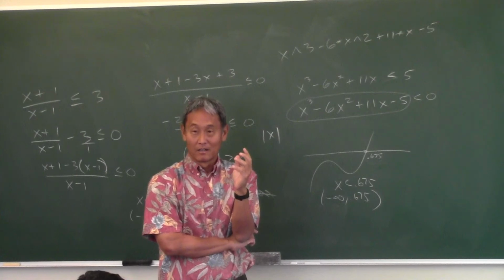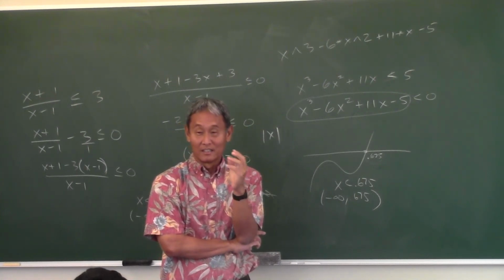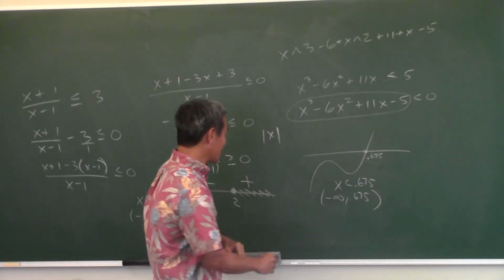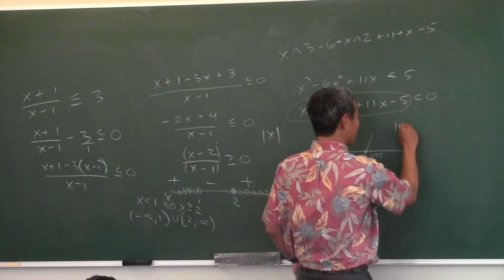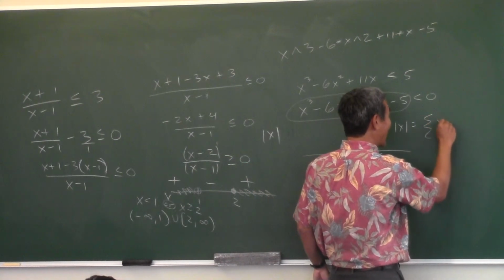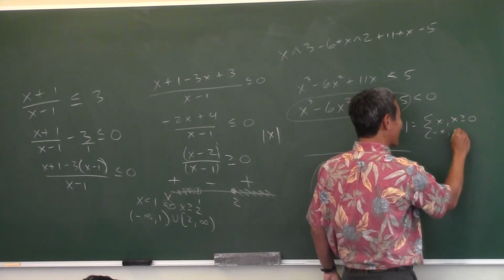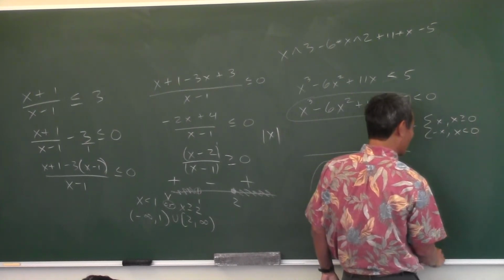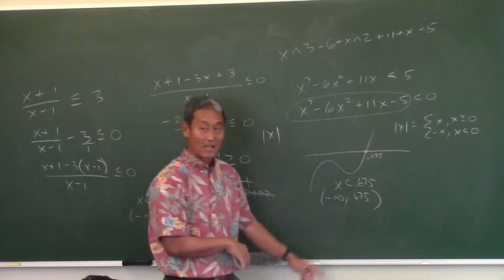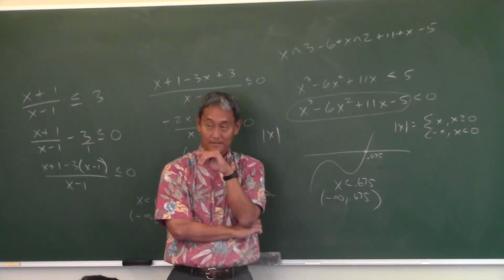What's a function? A function of different parts. Does this look familiar? Absolute value of x is equal to x when x is greater than or equal to 0, but it's equal to negative x when x is less than 0. We call that a piecewise function. Does that look familiar from last year?